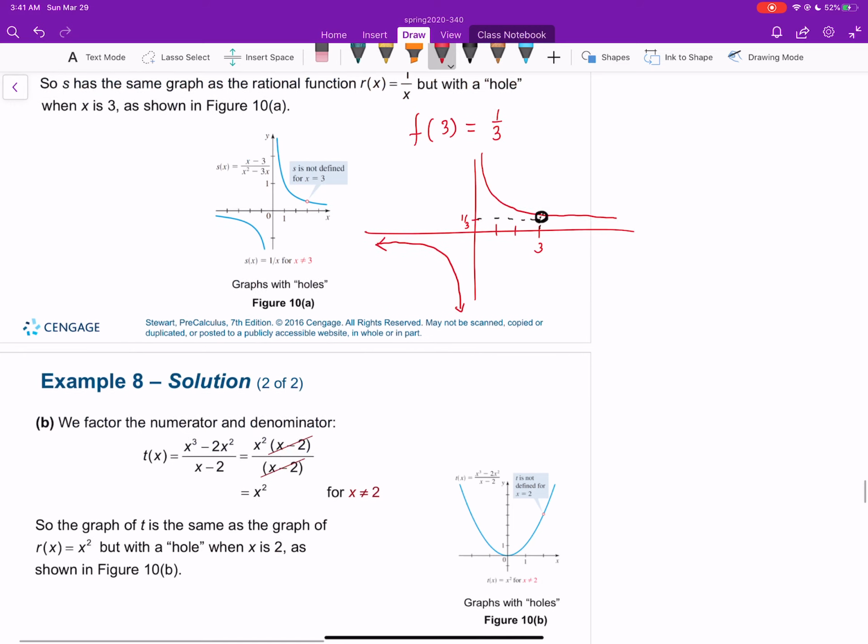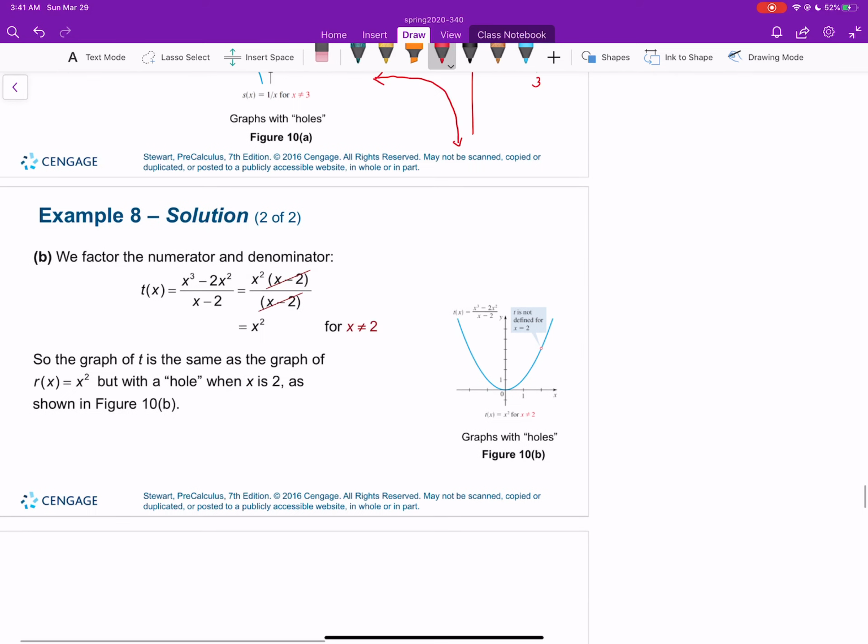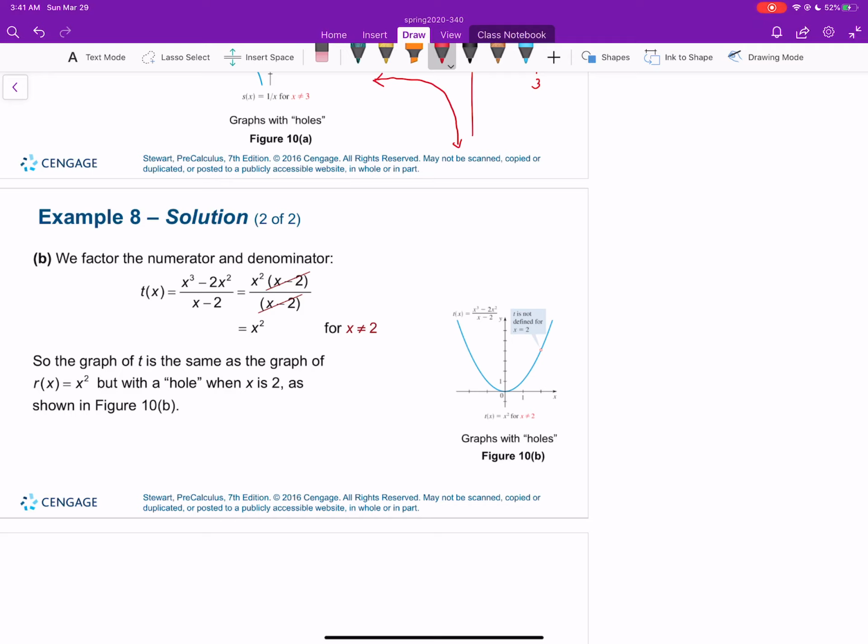Okay, if you look at the second one, that function simplified to just x squared, where x cannot be 2. So you can draw the parabola. However, you need to locate where that hole is. So if you plug in 2, you end up getting 4. So you go to 2 and then locate 4, and then you can locate your hole right over there. Then when you talk about domain and range, you're able to describe what the domain looks like and what the range looks like.